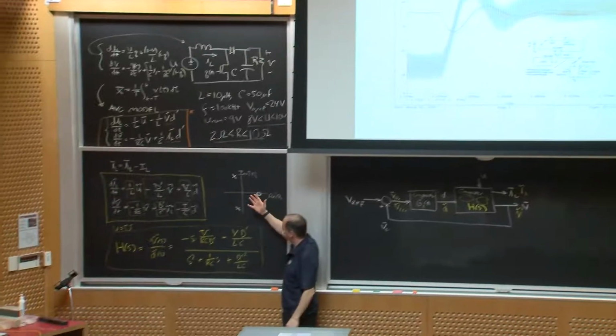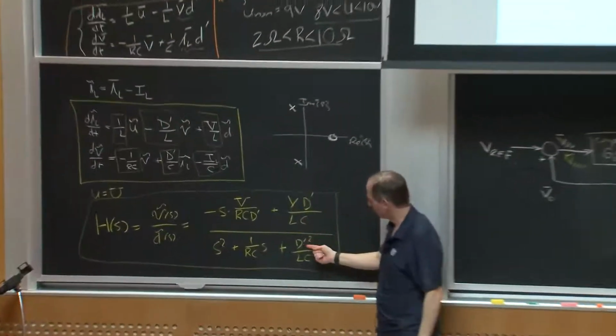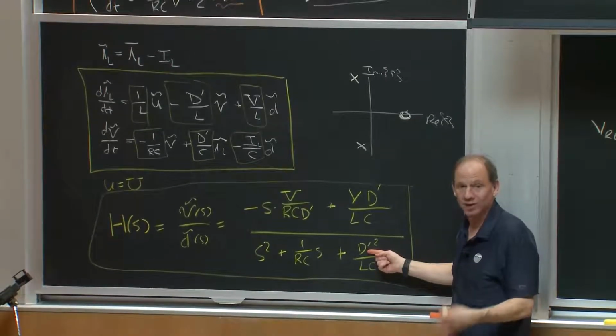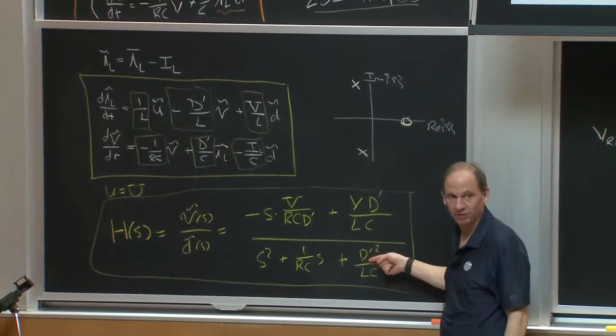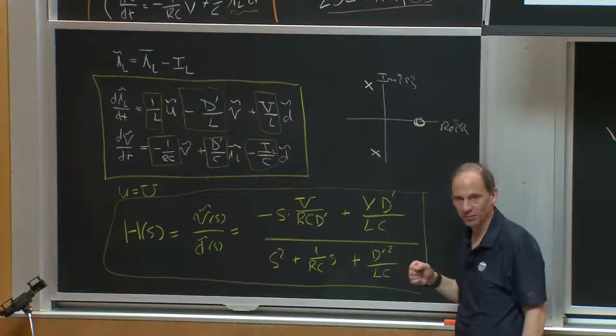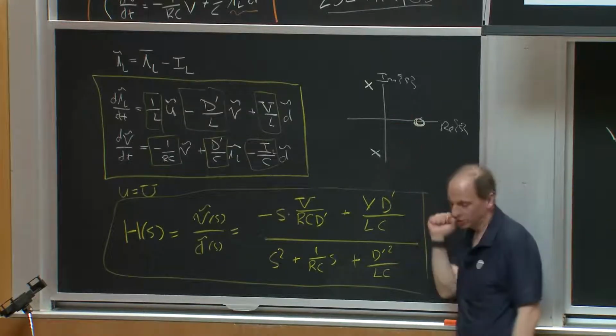And again, where these poles are, we'll notice that there's a D prime squared here. So where the actual poles are depends upon the operating point, all right? Depends upon what steady state duty ratio I'm operating at. But it looks something like this.